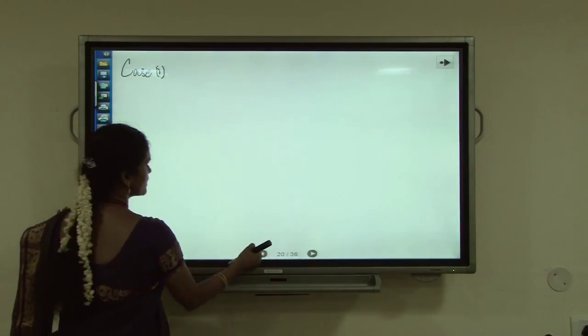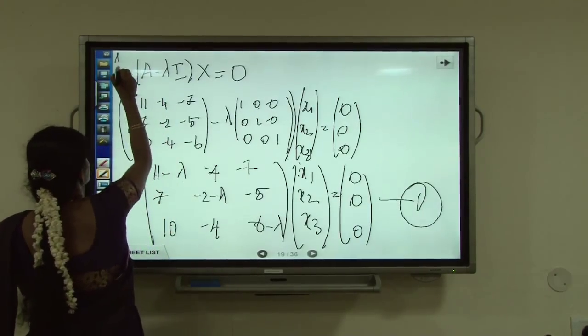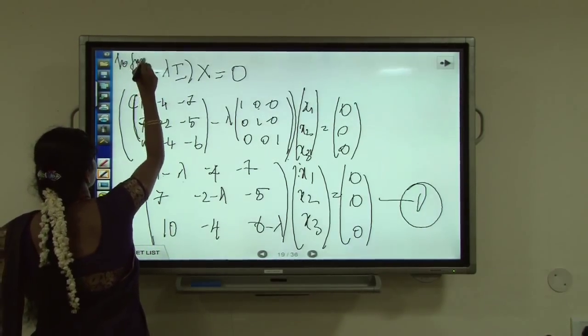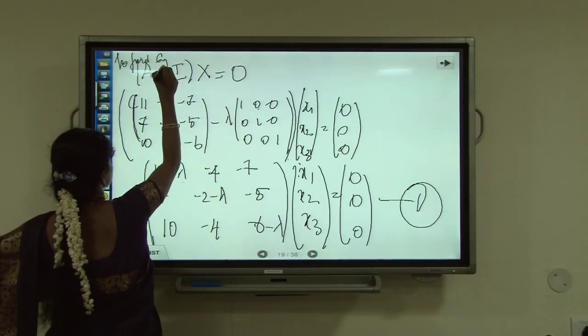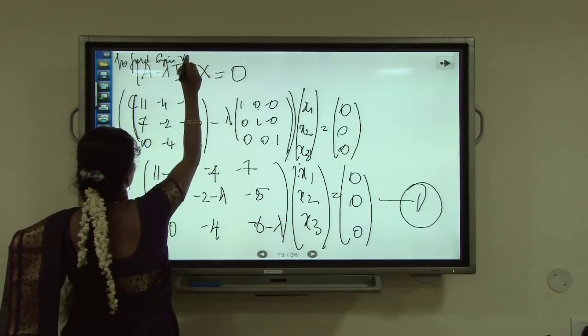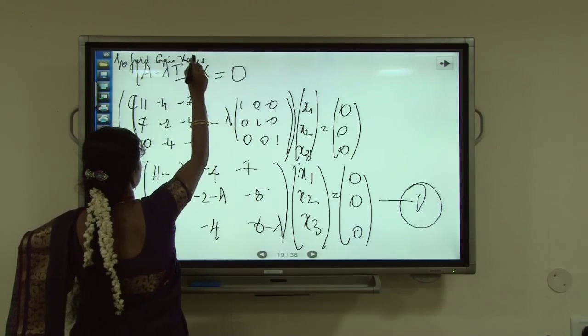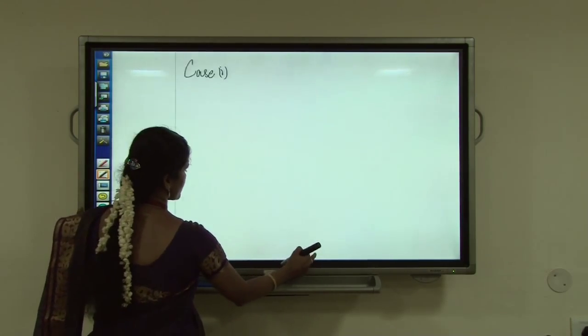Now why are we doing all these things? To find the eigenvector. We already found the eigenvalues. Now we have been finding the eigenvector. Okay.